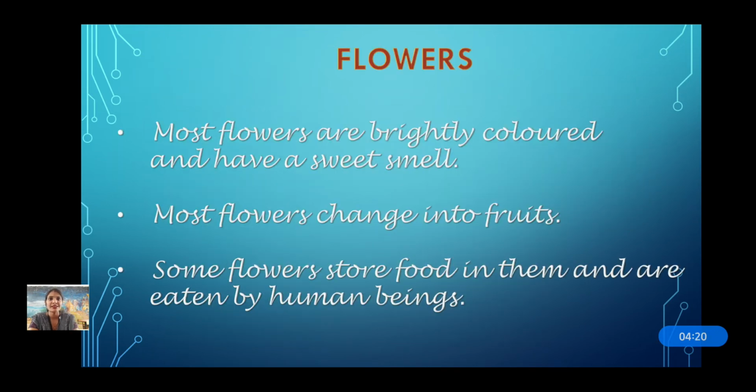Now next, flowers. Now most flowers are brightly colored and have a sweet smell. Do you all like to smell flowers? Yes. Now most flowers change into fruits. Now some flowers store food in them and are eaten by human beings. So which flowers are eaten by human beings? Do you eat flowers? Let us see.